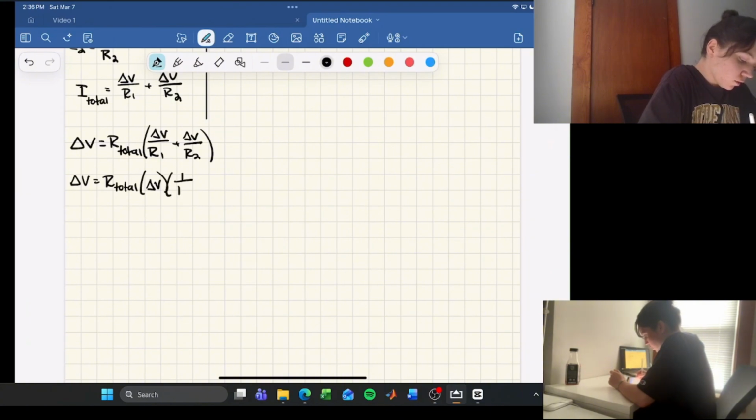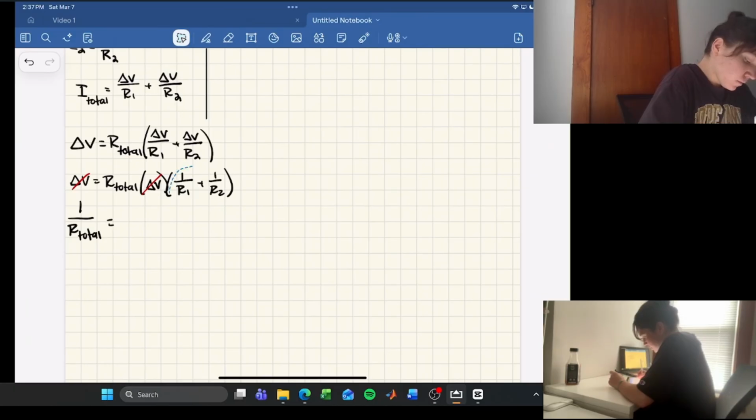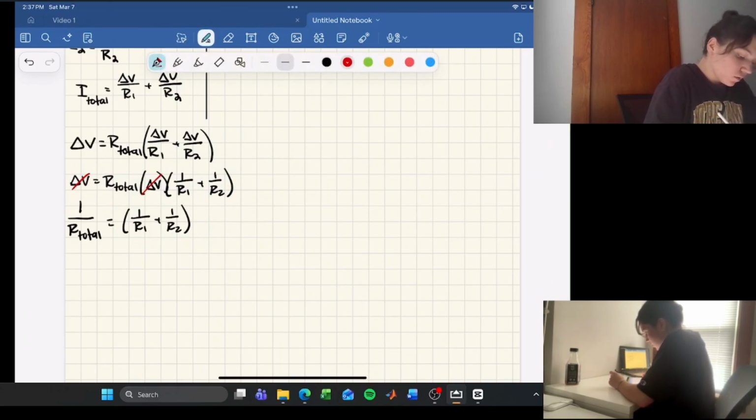It's just going to be 1 over resistance 1 plus 1 over resistance 2. So here, these will cancel, and this will be a 1. I'll do this, and we can divide over the total resistance. And then we have this term here. So this is how you find the total resistance for resistors in parallel using Ohm's law.